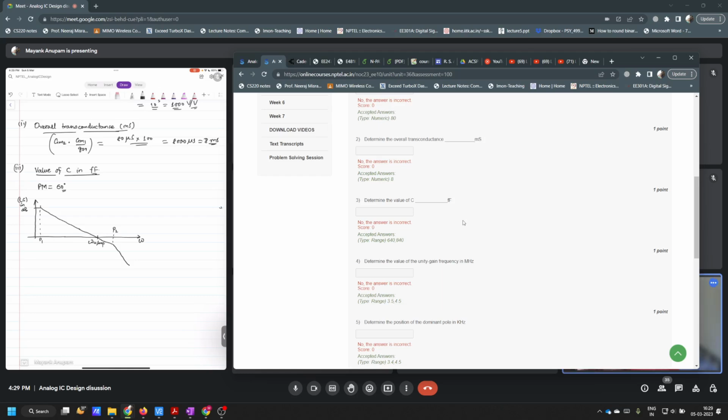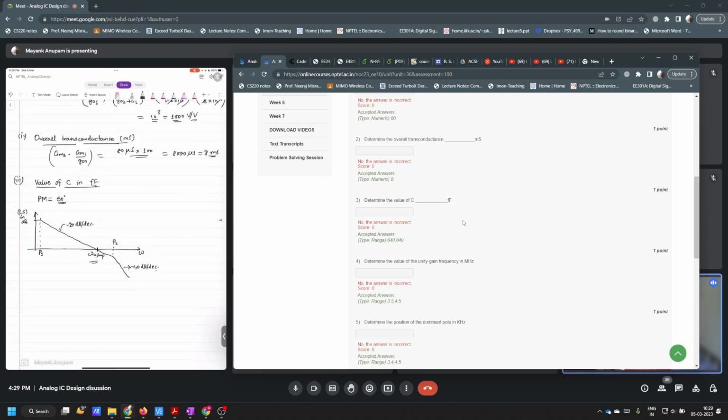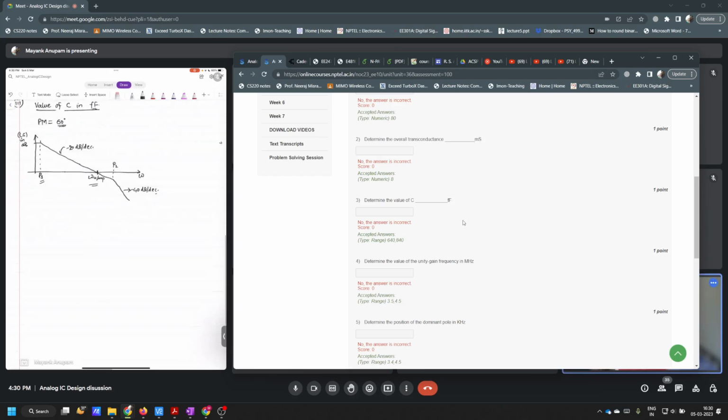So this is P1. This is minus 20 dB per decade, then minus 40 dB per decade. We have this phase margin equal to 60 degrees. We can assume for this question that pole P1 is much farther away from this omega u loop. Is that clear? Yes. So what is the phase because of this P1 pole? Minus 90 degrees, right? Yes. So let's write it here.